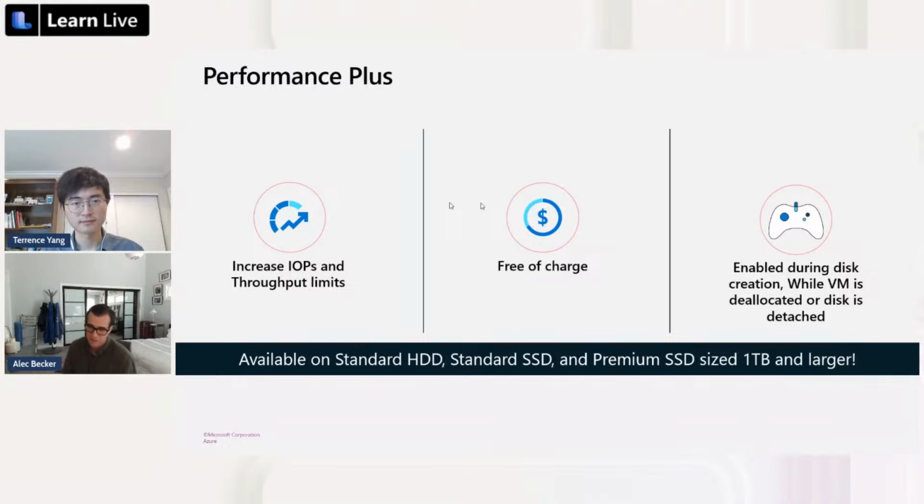Sorry, that's a typo right there. It's not necessarily 1 terabyte and larger. It's actually 513 gigabytes and larger. Sorry about that. But yeah, it's our larger size disks on standard HDD, SSD, and premium SSD. This feature is completely free of charge. You're able to get higher limits on your IOPS and throughput. This feature is currently in preview. We're hoping to go GA with this later this year. But yeah, it's a great feature just to get higher performance for your disks.